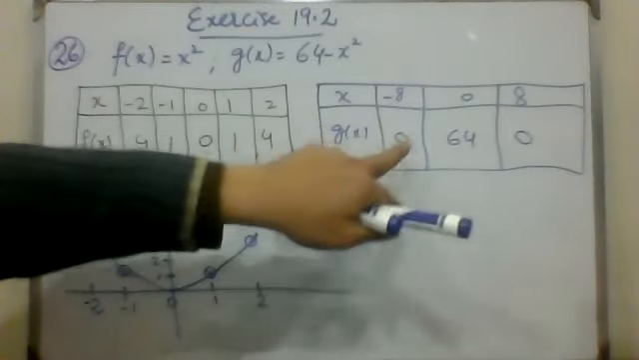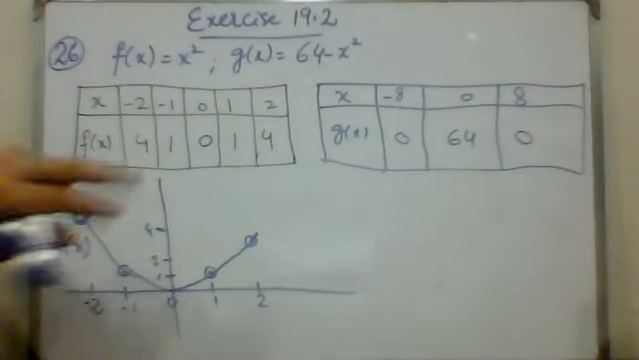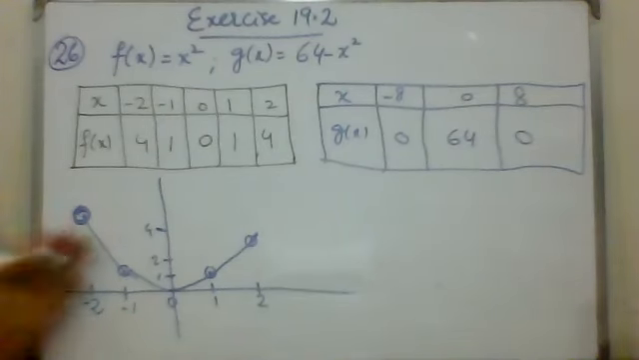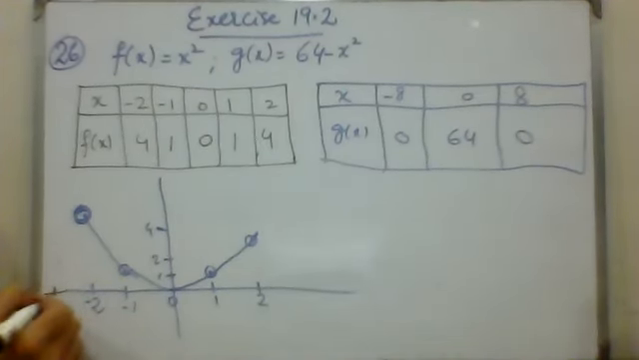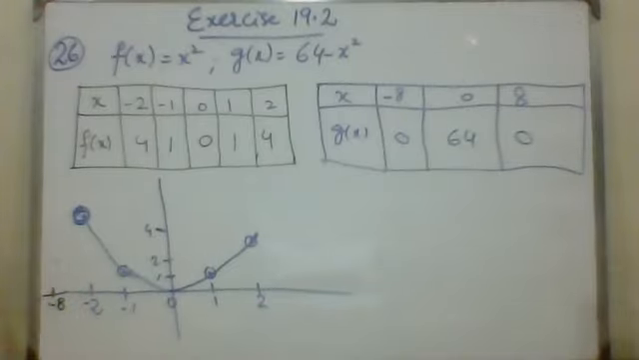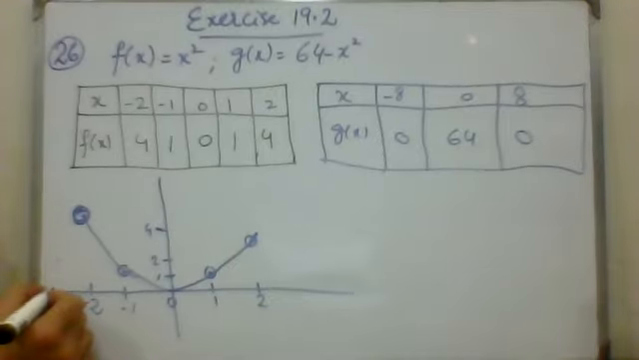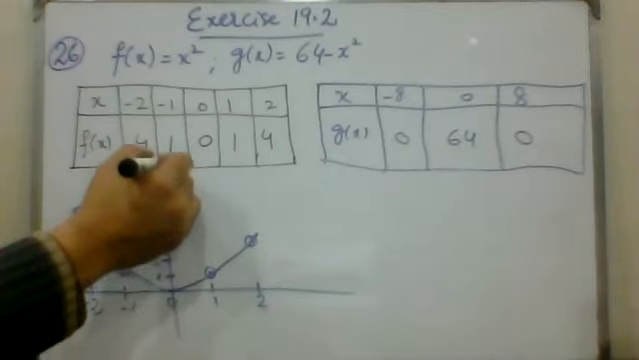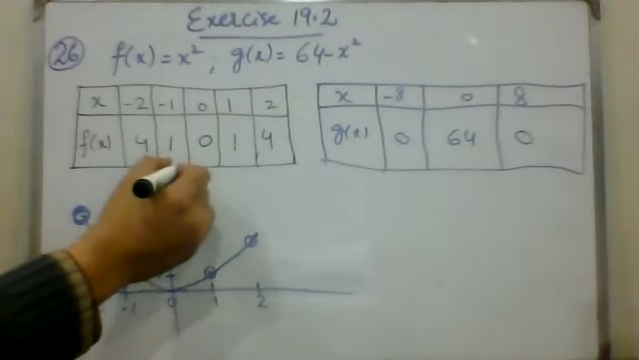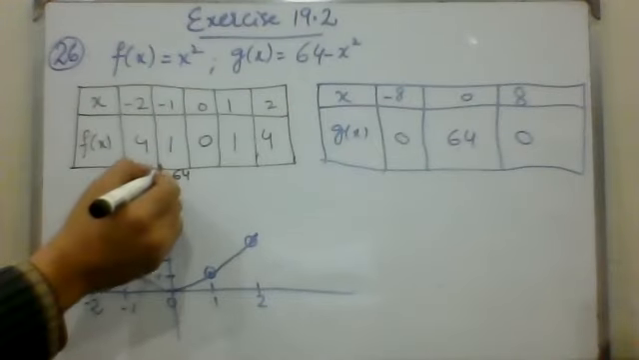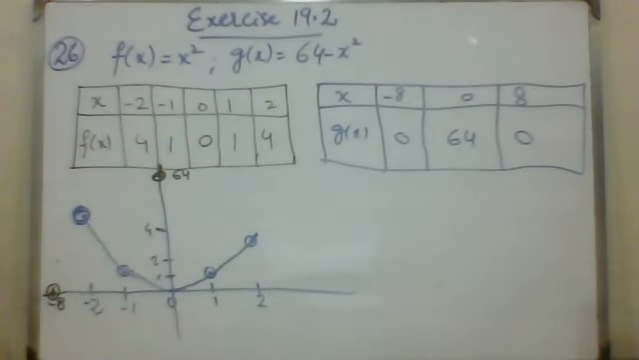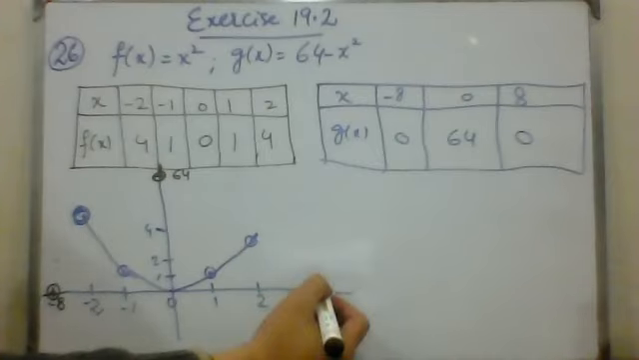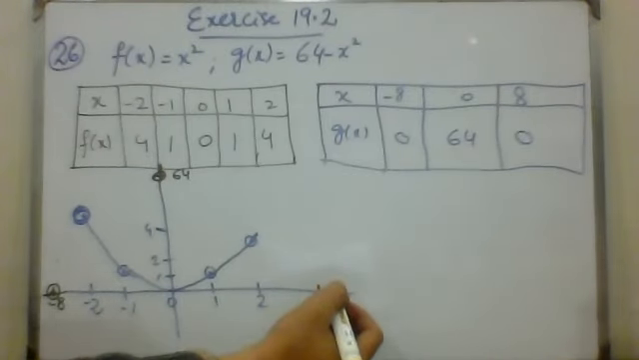At x equals minus 8, we get the answer 0. Suppose that minus 8 lies here and it gives answer 0. At 0, it gives the maximum answer, for example here 64. So the second point is here. And the third point, at 8, the graph will show a point, and it gives us 0.